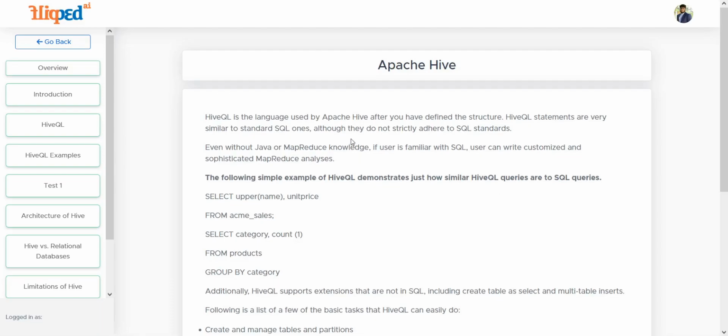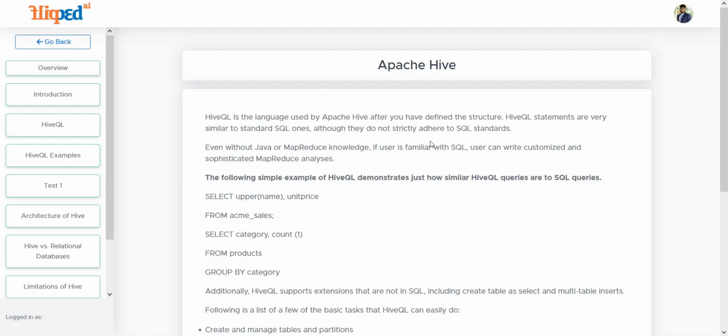It is a language used by Apache Hive, and when we have defined the schema of tables and the relationship between them, then we can use the HiveQL language. HiveQL statements are very similar to standard SQL, although they do not strictly adhere to SQL standards. We have some SQL standards, and HiveQL does not follow them very strictly, but it has them as its focused area, and we can use SQL and HiveQL in parallel so that we can get things done in an easier and unified way.